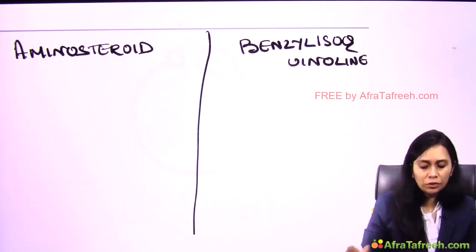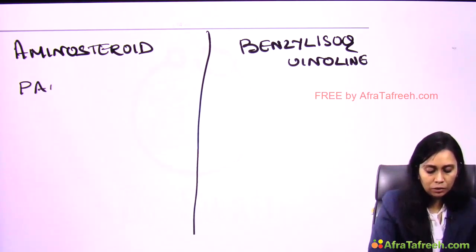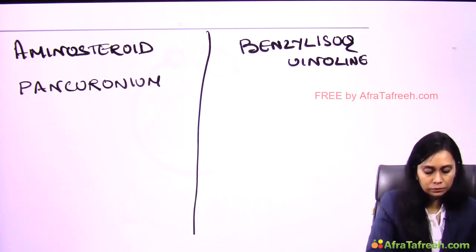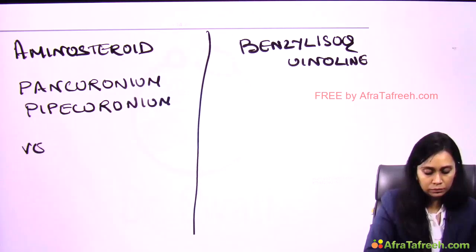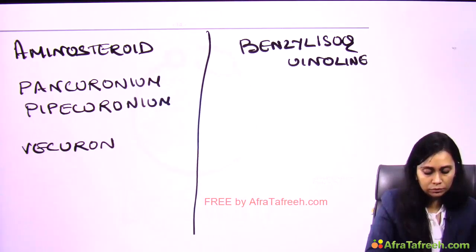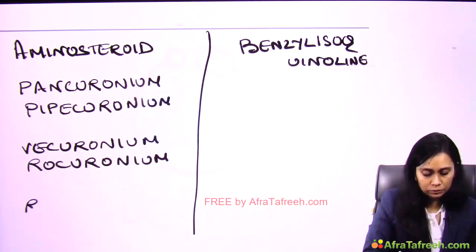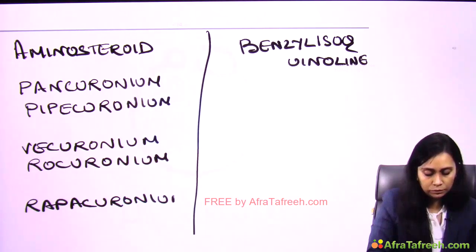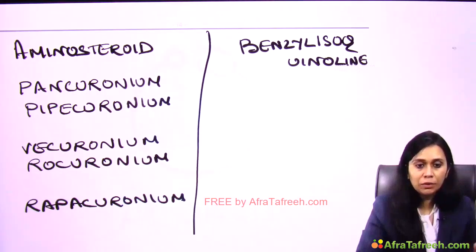In amino steroid we have pancuronium, pipecuronium, vecuronium, rocuronium and rapacuronium.